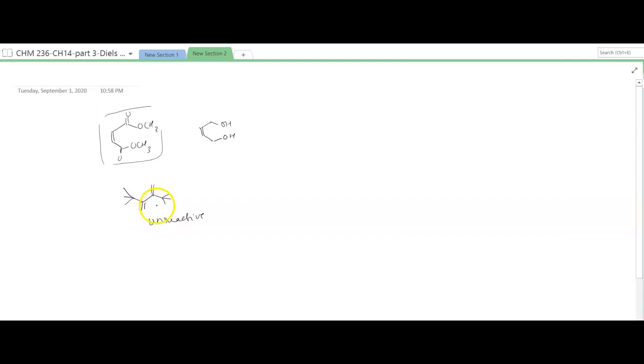and therefore this compound is pretty unreactive as a diene in a Diels-Alder reaction. Okay, so the two important things to remember regarding a Diels-Alder reaction is how to make the dienophile more reactive or more electrophilic. You can do that by attaching electron withdrawing groups, and the diene should have an S-cis type of geometry in order to do the Diels-Alder reaction.